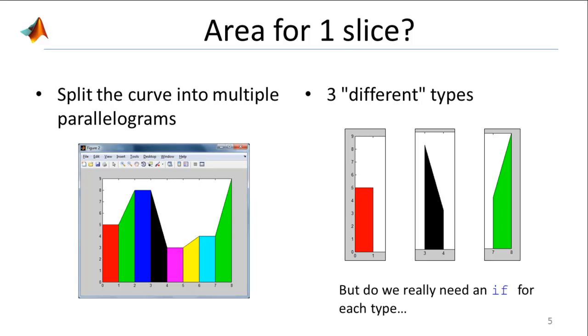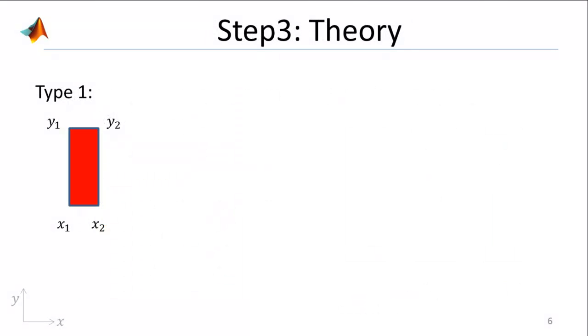But do we really need 3 equations? That depends on the actual math. So let's look at the theory very quickly. The area of a plane rectangle is the width times the height. So in this case, we have 2 actual ways. The width is always x2 minus x1, but for the height, we could use y1 or y2.